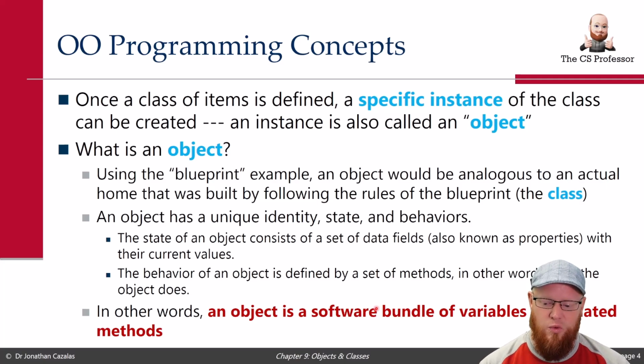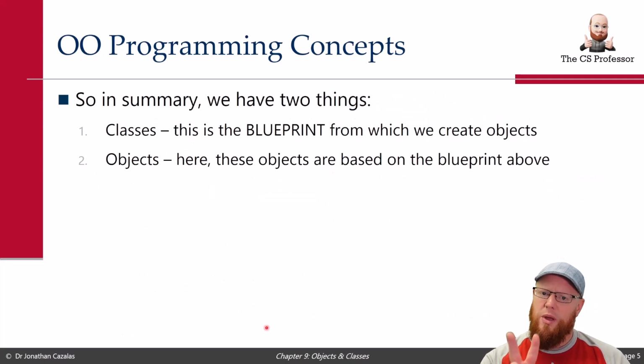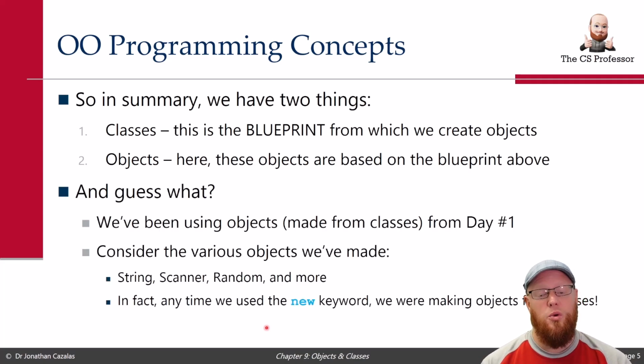So I like here in red where it says an object is really a software bundle of variables as well as their related methods. So in summary, we have these two things. We have the blueprint, these classes that we are creating, and then we have objects that we will create from these classes, from these blueprints. And we've been making objects from day one. Scanner variable, random variable, strings. These are all coming from classes, from blueprints that Java has created for us.